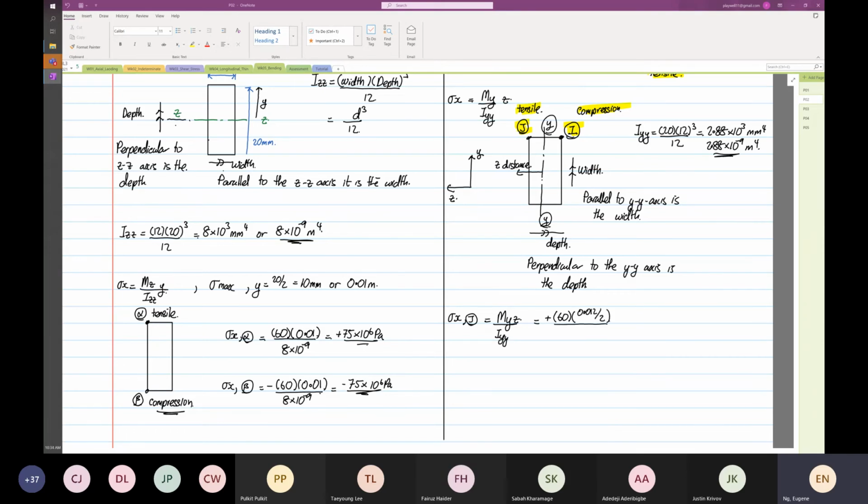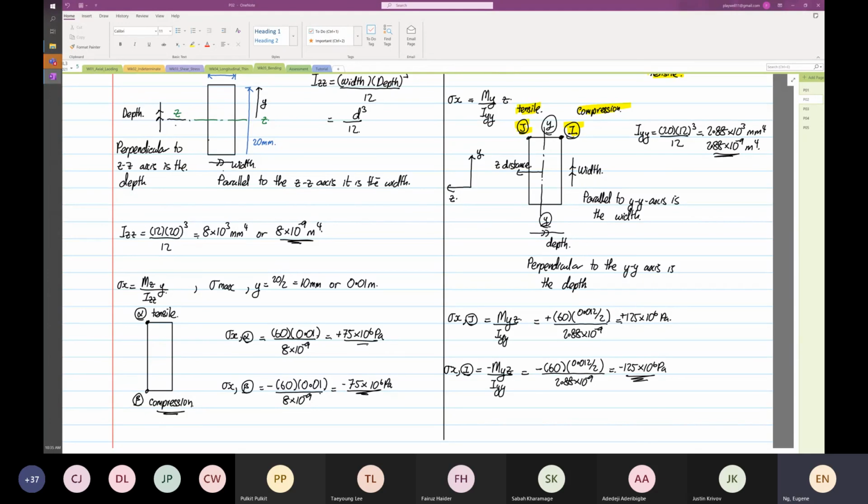Then divide by Iyy, which is equal to 2.88 times 10 to the power minus 9. So this will be equal to 60 times 0.012 divided by 2, divided by 2.88 times 10 to the power minus 9, which is equal to 125 times 10 to the power 6 Pascal. It's in tensile. And then we also know that stress X at point I is equal to minus My over Iyy multiplied by z. We know it's minus because from our analysis, it's going to be in compression. Divided by 2, divided by 2.88 times 10 to the power minus 9. So this is equal to compression, minus 125 times 10 to the power 6 Pascal.